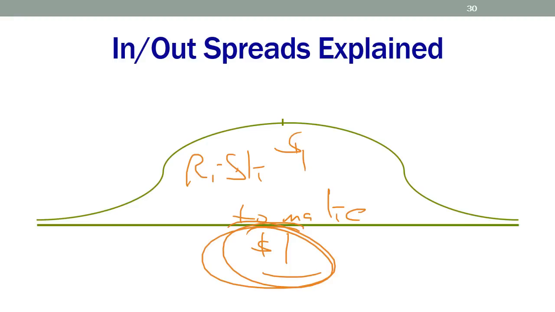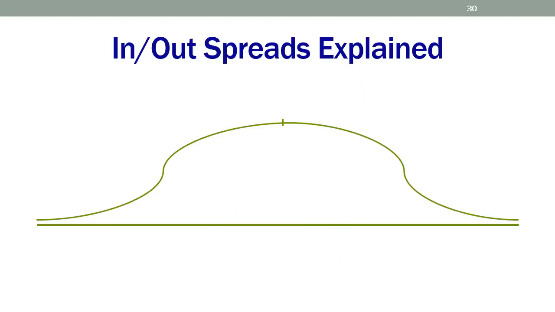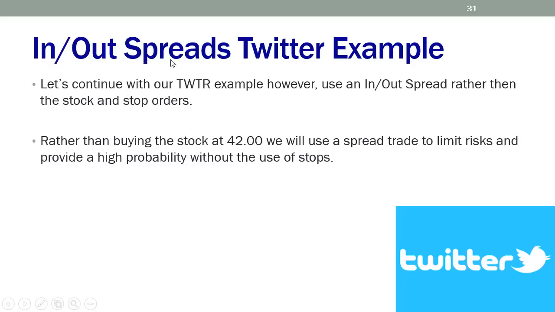Well, I'm actually going to give you a different scenario here. I'm going to let you go at it with a 1 to 1 scenario. But the probability of making the $1 is higher than losing the $1. That's one of the keys to the strategy of the in-out spread. Now, we okay? We okay. Now, this in-out spread, we're going to take it a step further. By the way, there's a great question that came in. Somebody's like, why do you call it an in-out spread? We're going to get there. In-out spreads, Twitter example. Let's continue.